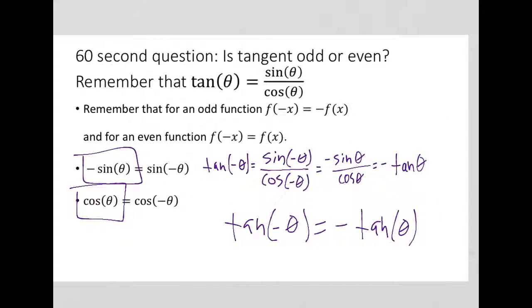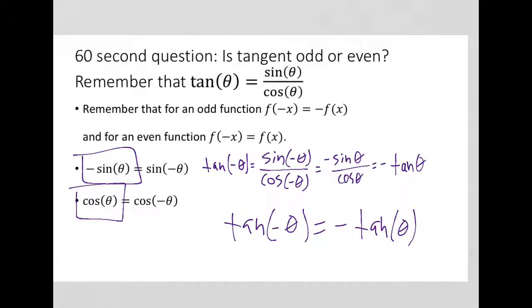So sine is odd, tangent is odd, and cosine is even. What about the reciprocals? Well, the reciprocals will follow the same pattern. So, since tangent is odd, cotangent is odd. Since sine is odd, cosecant is odd. Since cosine is even, secant is even. They stay the same.